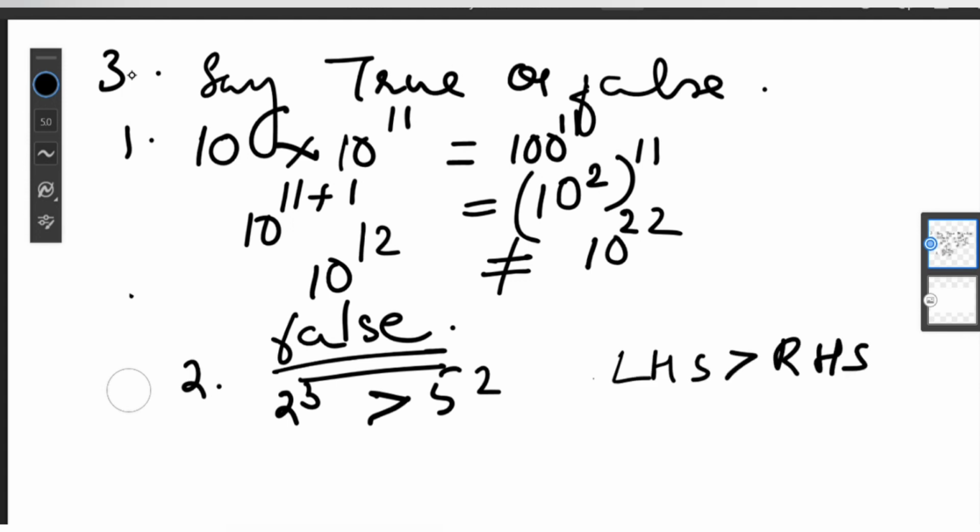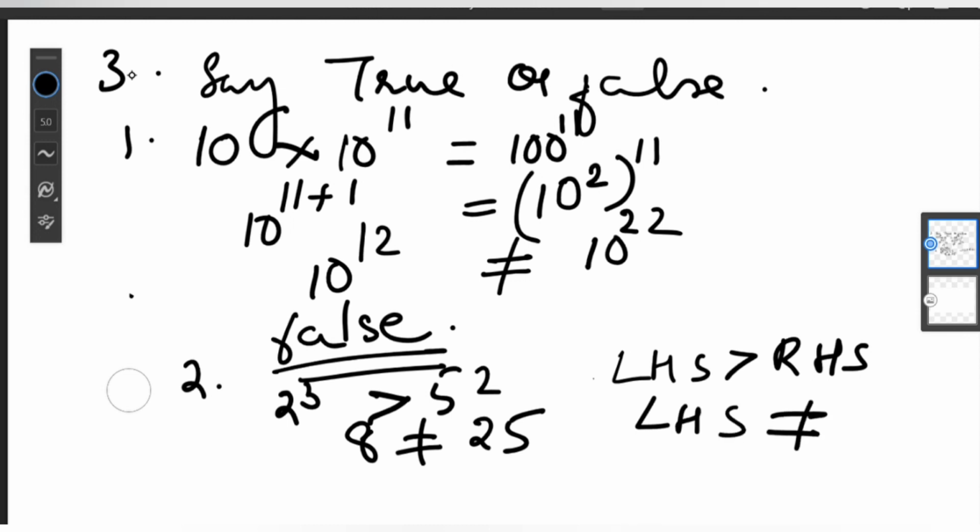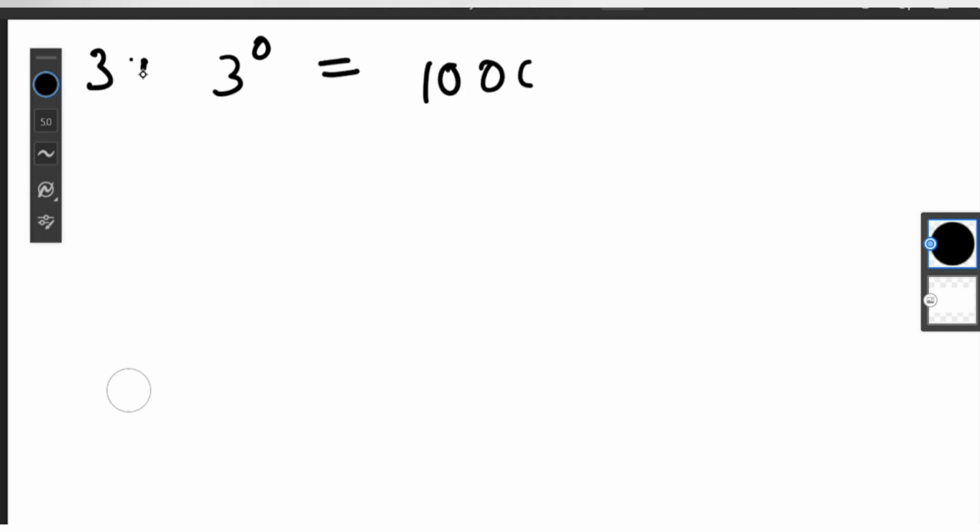Second problem, 3 cube is greater than 5 square. We have to find whether the LHS is greater than the RHS. We already know that 3 cube is 27 and 5 square is 25. Okay, first we have to find the values of the cube and the square. After that we have to tell whether the given statement is true or false.